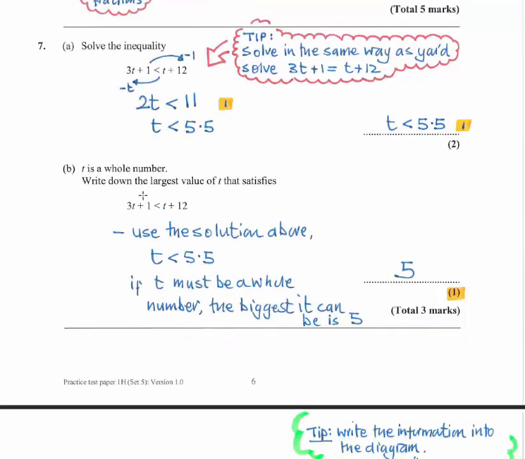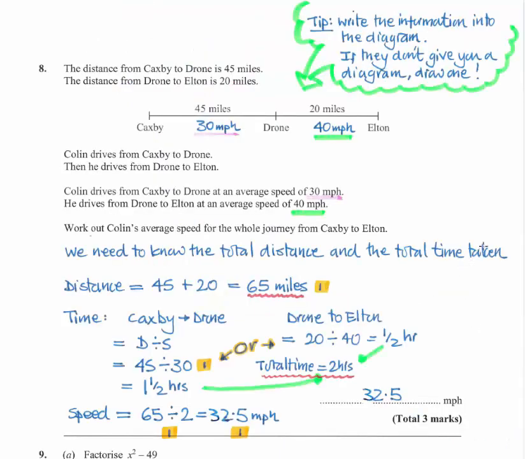Now, t is a whole number. Write down the largest value of t that satisfies that inequality. Now, this inequality is the one that you've solved up here. And we know that t must be less than 5.5. Well, if it's a whole number, and it's less than 5.5, the biggest it can possibly be will be 5. And you have a mark for that. 1 mark only.